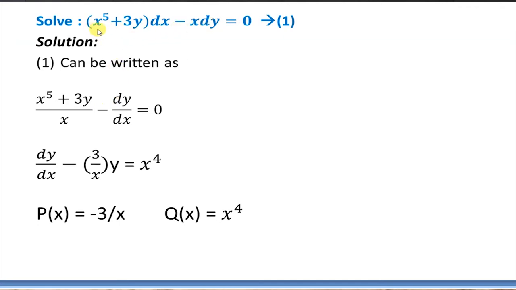We solve one more example here. Consider this differential equation, x to the power 5 plus 3y dx minus x dy is equal to 0.